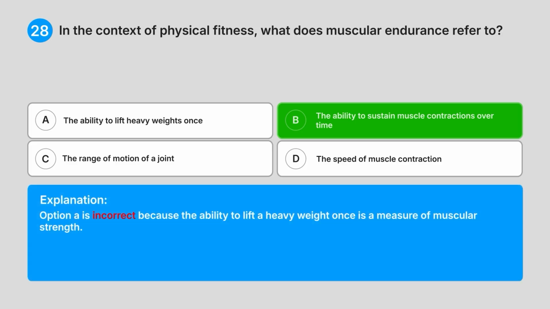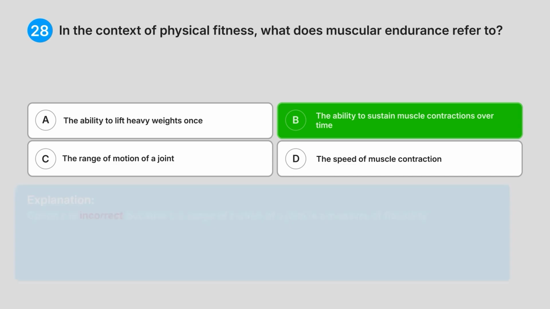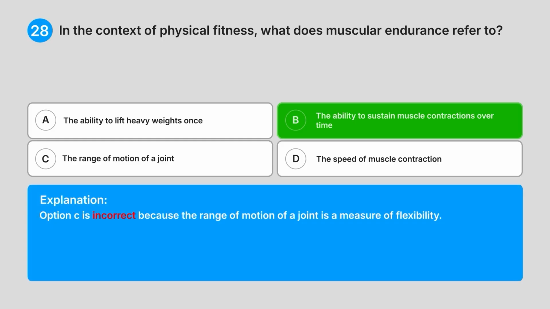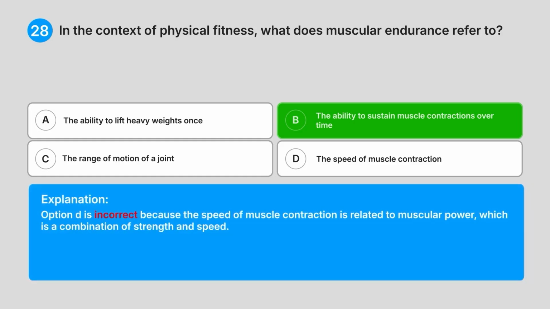Option A is incorrect because the ability to lift a heavy weight once is a measure of muscular strength. Option C is incorrect because the range of motion of a joint is a measure of flexibility. Option D is incorrect because the speed of muscle contraction is related to muscular power, which is a combination of strength and speed.